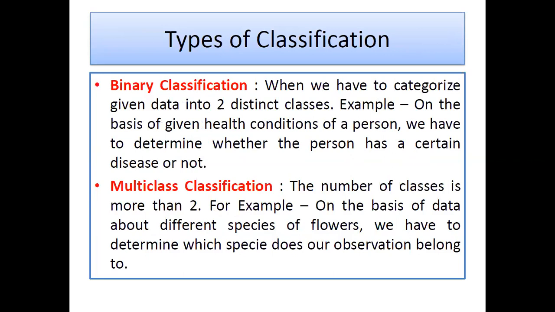Types of classification: binary classification and multi-class classification. When we have just two categories, we call it binary classification. If you have multiple classes, it is multi-class classification.